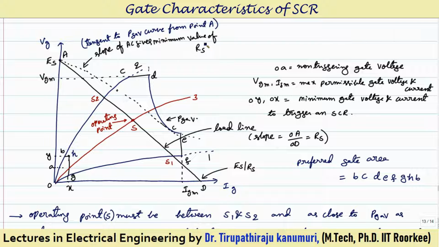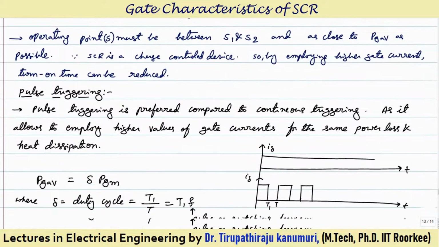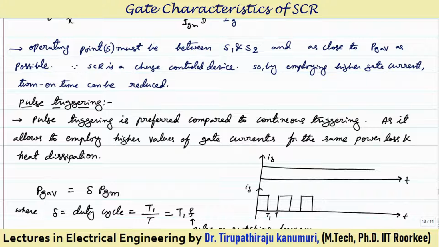Generally the RS is taken more than this minimum value, and at the same time as near to PG average as possible. So this thing you have to observe. So here this OA indicates the maximum non-triggering gate voltage that is permitted. So now I am proceeding further. Operating point S must be between S1 and S2 and as close to PG average as possible.